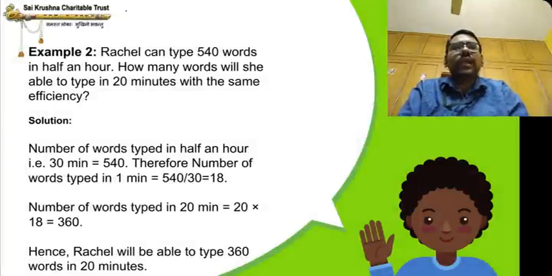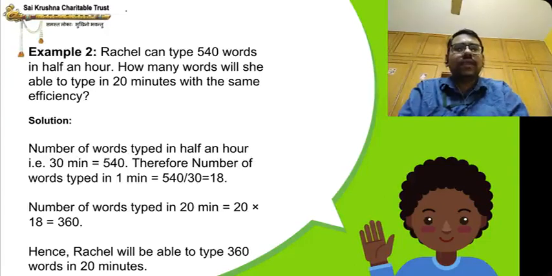Example 2. Rachel can type 540 words in half an hour. How many words will she be able to type in 20 minutes with the same efficiency? Solution. Half an hour: 1 hour is 60 minutes, so half an hour is 60 by 2 minutes, which is equal to 30 minutes. In 30 minutes, she is typing 540 words. Therefore, number of words typed in 1 minute equals 540 divided by 30, which is equal to 18.